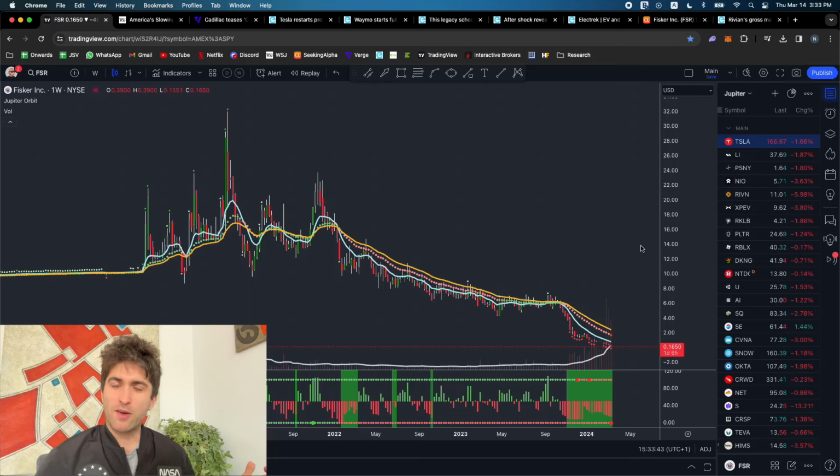So Fisker has filed for bankruptcy, guys. Its stock is down over 50%. Tesla can't seem to catch a bid, and analysts are getting more and more pessimistic on Tesla's growth standards.